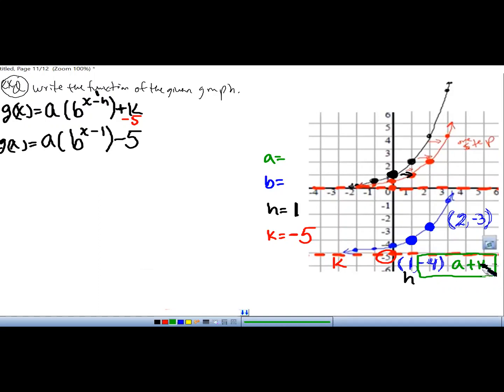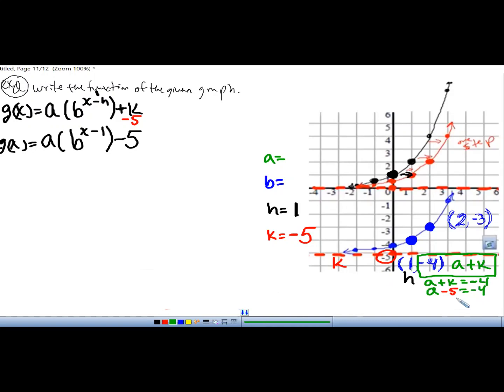So what does that mean? That I'm going to use an equation starting with a plus k, and all that equal to what? -4. Do we know what k is? Yes, k is -5. So all I do is bring down the a.